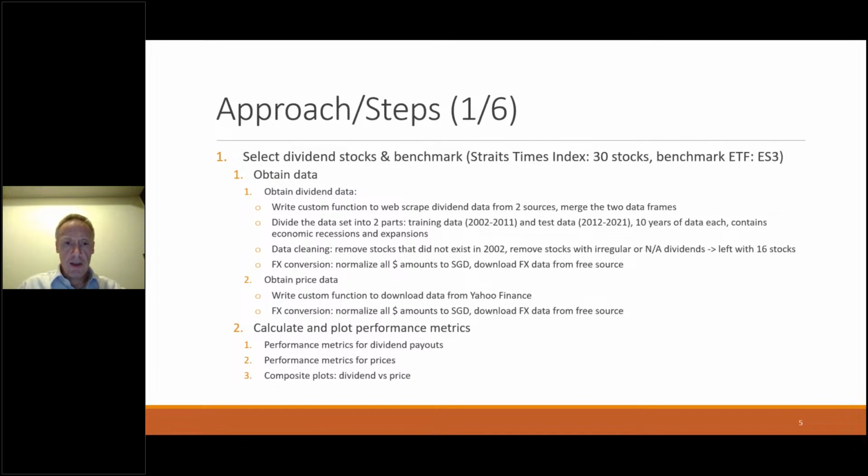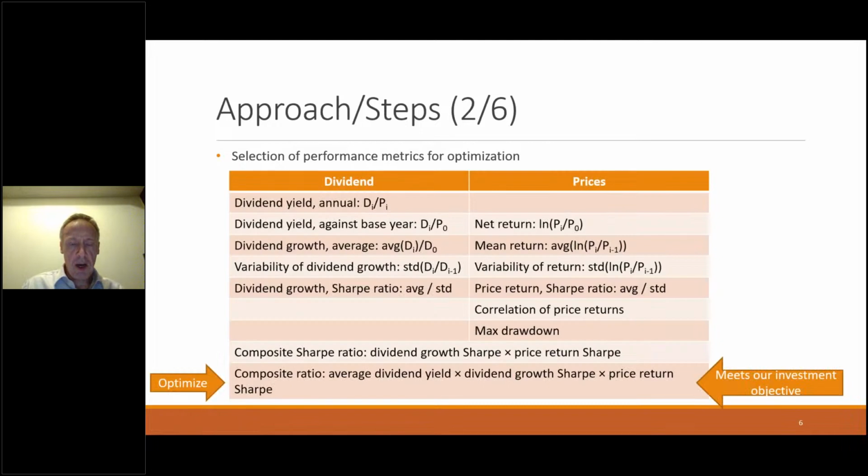Once we have all the data, we need to calculate some metrics, dividend payout metrics and price performance metrics. And then, it's always interesting to see some plots, dividend versus price. I had the choice of metrics to look into, and eventually I chose one that I wanted to optimize. For dividends, we can choose the annual dividend yield, that's dividend over price, or dividend against the base year. I was also interested in knowing the average dividend growth over those 10 years.